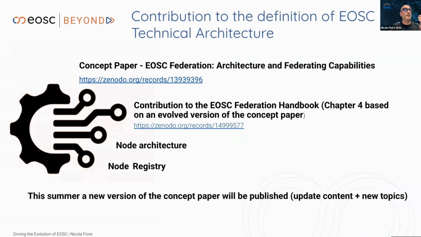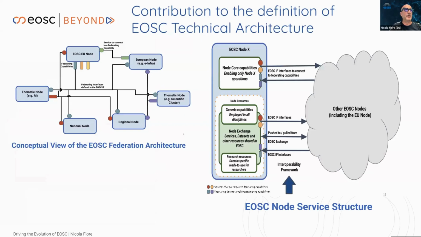In detail, for the technical architecture, we defined a first draft of the architecture that was published in a concept paper. We also contributed to the EOSC Federation handbook, in particular in chapter 4. We designed a first node architecture that is based also on a first version of the node registry. This summer is planned to have a new version of the concept paper with the updated content, new topics.